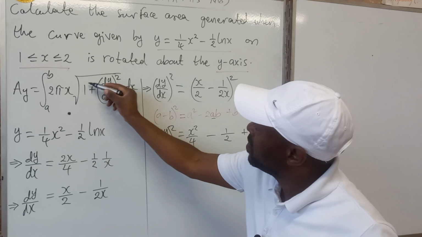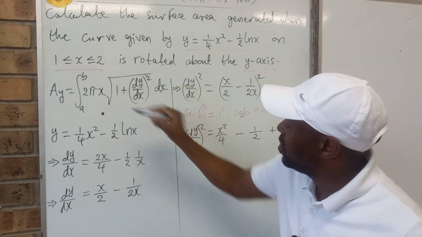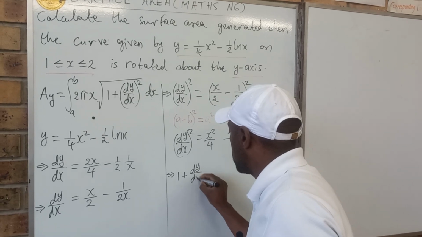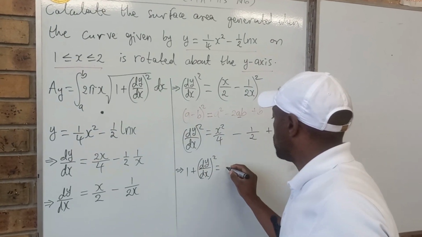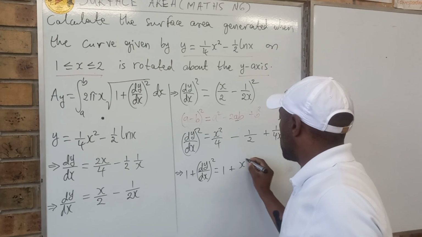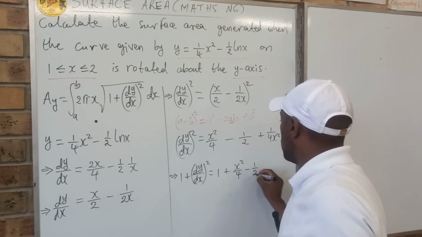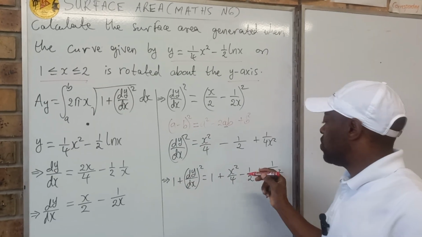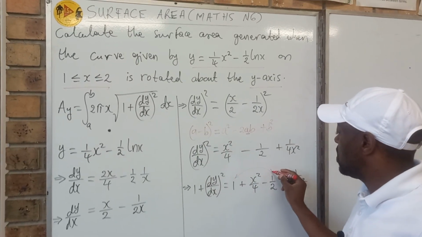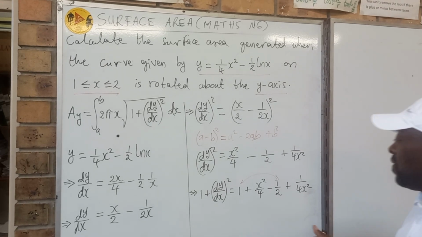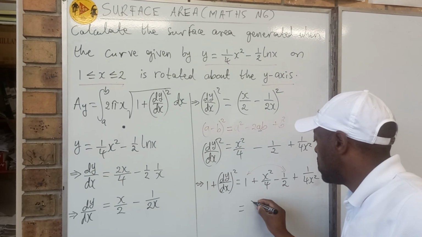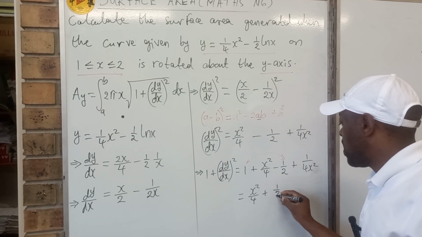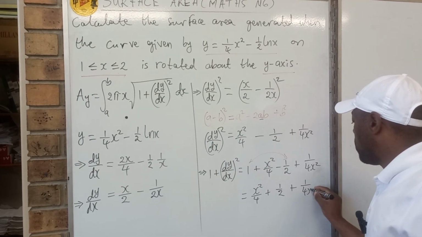So the next thing is adding 1 to it. So if I add 1 to my square, I get dy over dx, all that square plus 1, this will be 1 plus x squared over 4 minus 1 over 2 plus 1 over 4x squared, which will take me to where the first and the third term are like terms. If I pull them together, I will be getting x squared over 4 plus 1 minus a half is positive a half, then plus 1 over 4x squared.